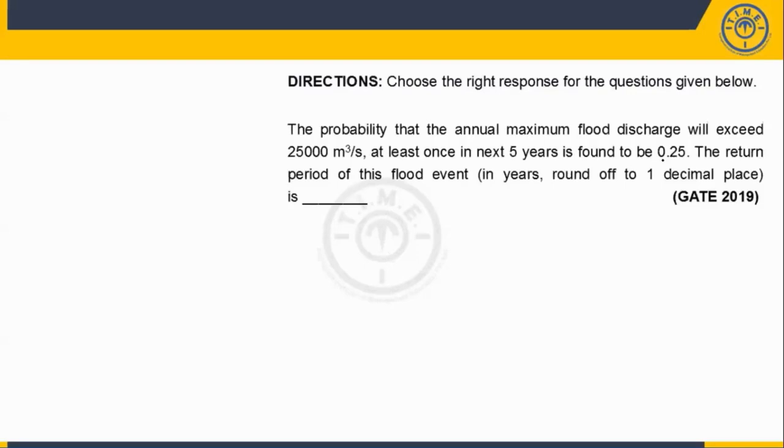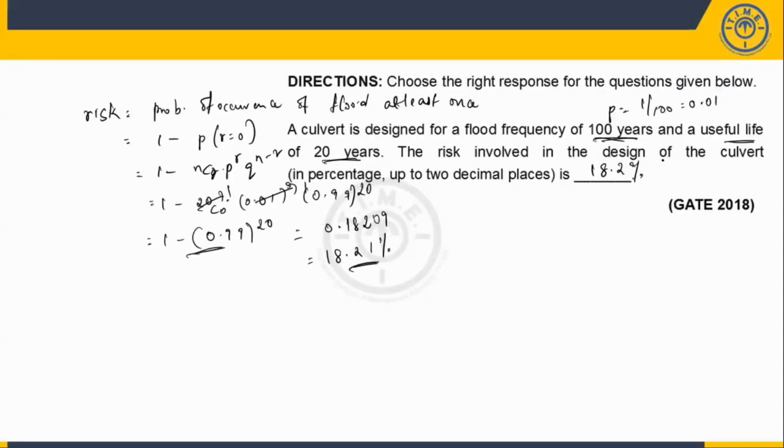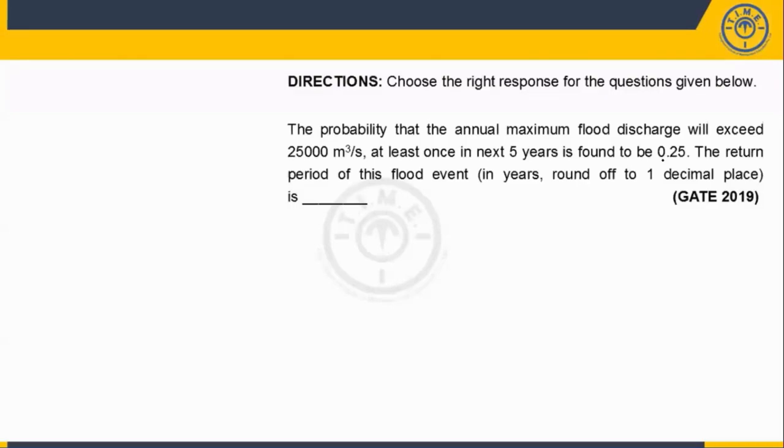Risk questions are very, very important. This occurred in 2018, and a similar question you got in 2019 also. I want you to do this. Take a couple of minutes and do this.